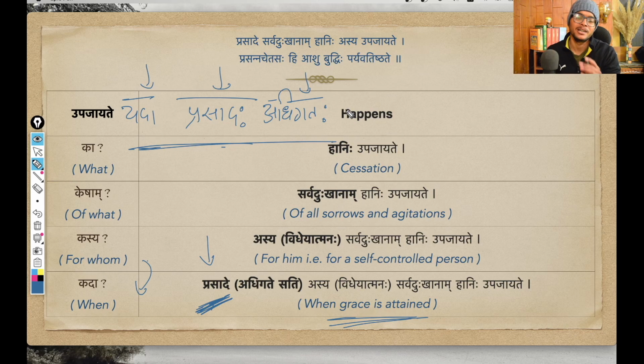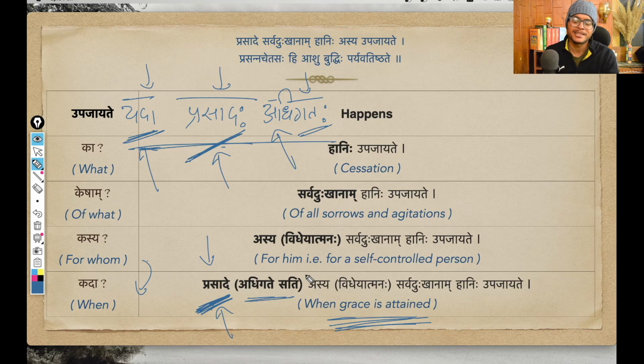Yada prasadaha adhigataha. So I can write this entire sentence like this, or I can use Sati Saptami Prayoga, where the noun is put in the Saptami Vibhakti. That is why prasade. And even though they are not using this adhigata, it is implied that when prasada happens. So that is the Sati Saptami Prayoga, that instead of using this yada, that yada prasadaha bhavati, when grace happens, yada prasadaha asti, when grace is, yada prasadaha adhigataha, when grace is attained, instead of using this yada, we can put the noun in the Saptami Vibhakti. It gives the same meaning. So prasade and adhigate sati. This is implied here.